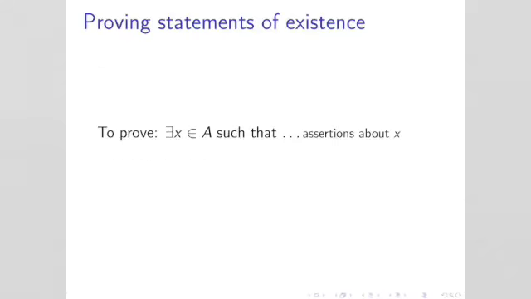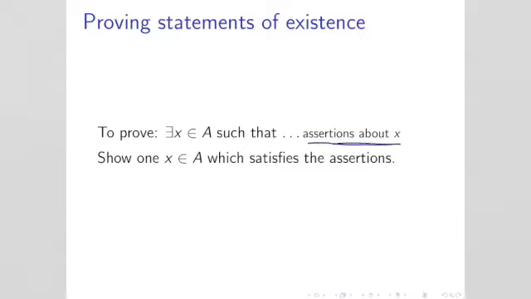So how do we prove statements like this? Existential statements are usually quick to prove if they are true. To prove that there exists an x so that assertions about x, whatever they may be, are true, we simply have to show one. So that's quick, but not always easy.